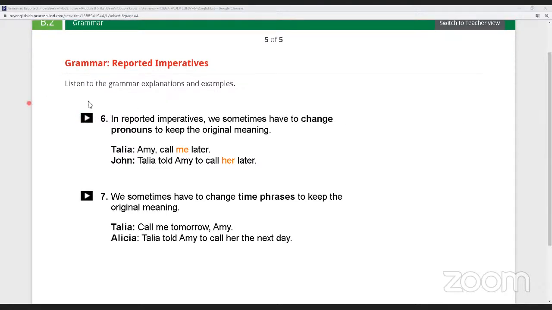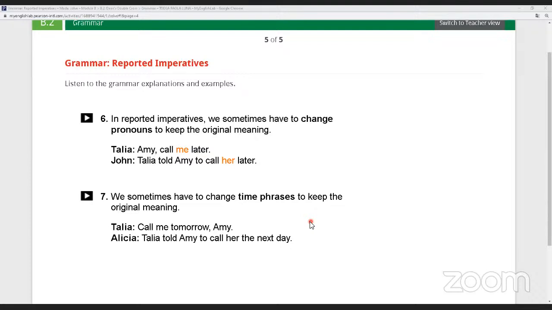Now we're going to continue with point number 6. To keep the original meaning, because that's the point, right? If I want to report what you said, I have to keep the original meaning. Sometimes we have to change the pronouns, right? For example, if Talia said, Amy, call me later, please, right? But I'm going to listen, and I want to report. In Spanish, it is well known as gossip, or something like that, because it's reported speech, in other words.